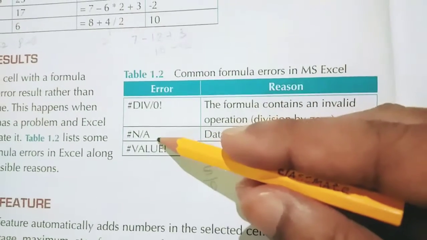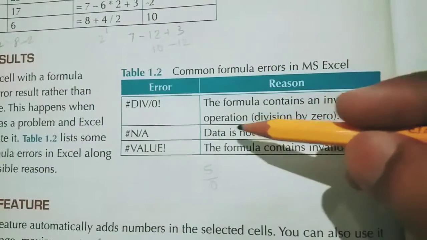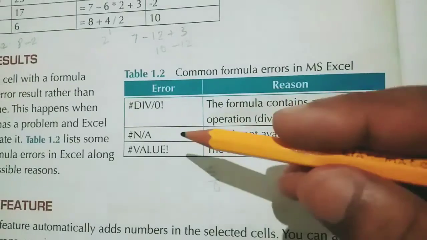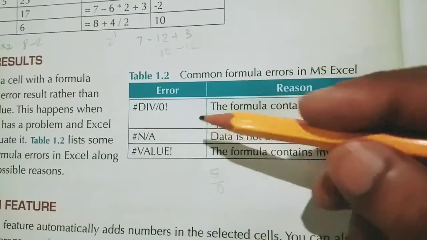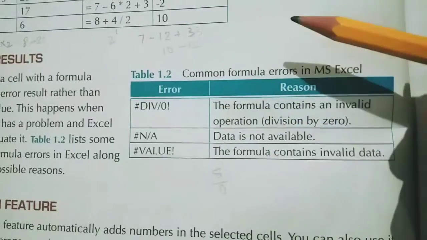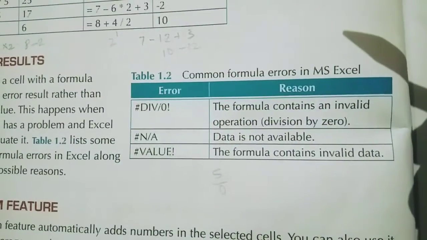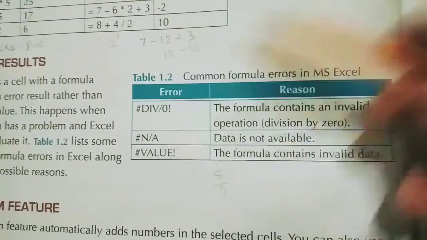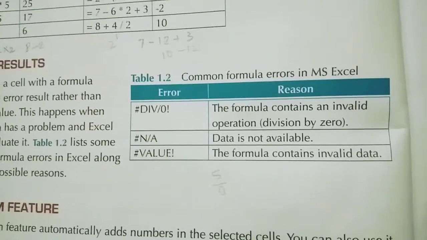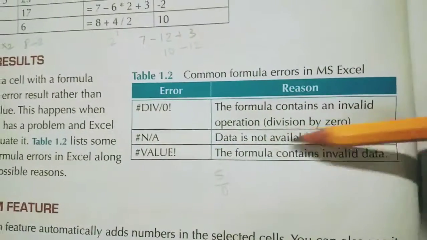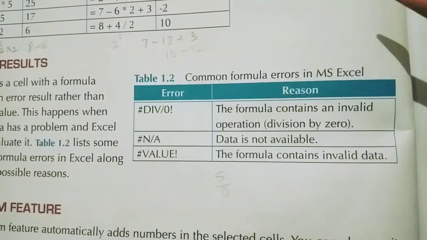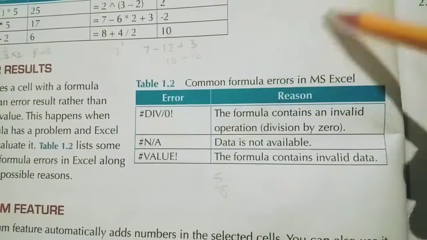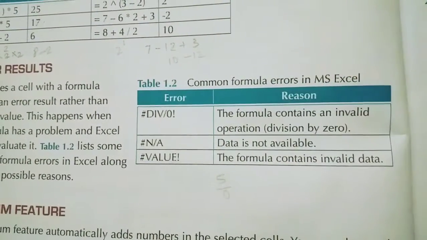Then #N/A, that means N/A. This means data is not available. I have written the formula, but how will it calculate if data is not there in the cell? The formula is correct, no doubt, but data is not there. Then #VALUE!, the formula contains invalid data, which means the formula is wrong. Understood?